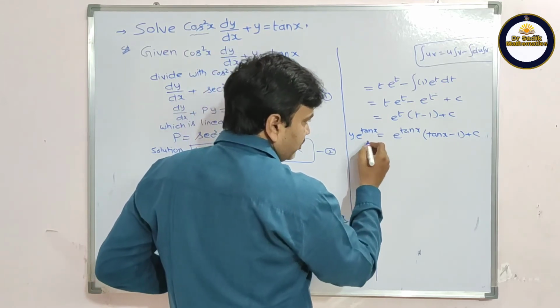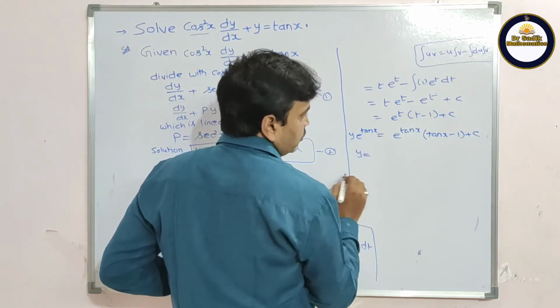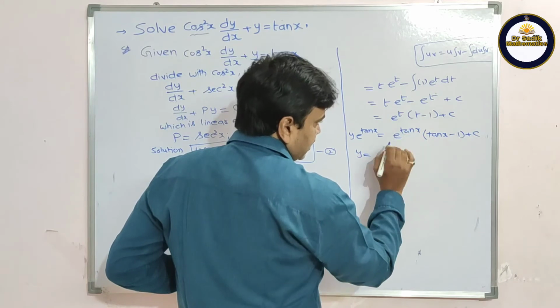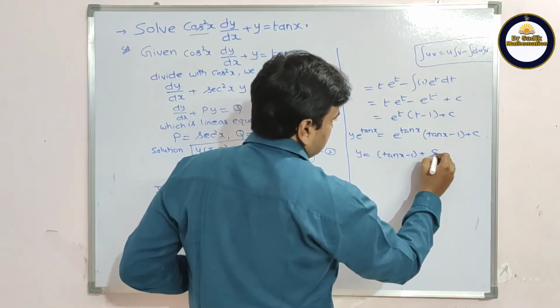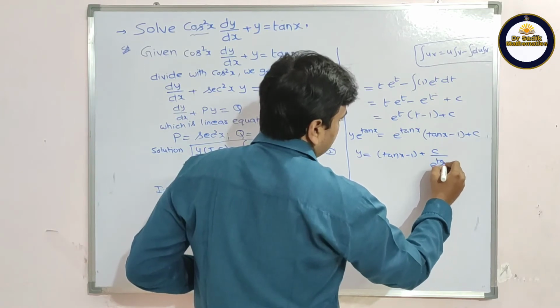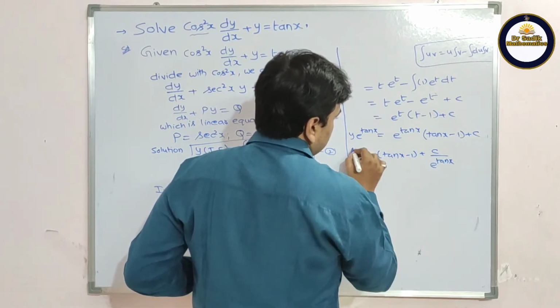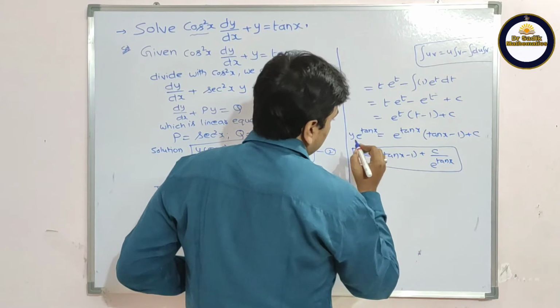Now divide with e power tan x, friends. We get here y, that is equal to e power tan x cancel. We get here tan x minus 1 plus c by e power tan x, which is the required solution.